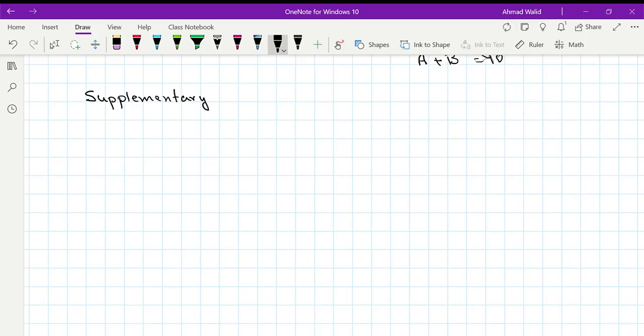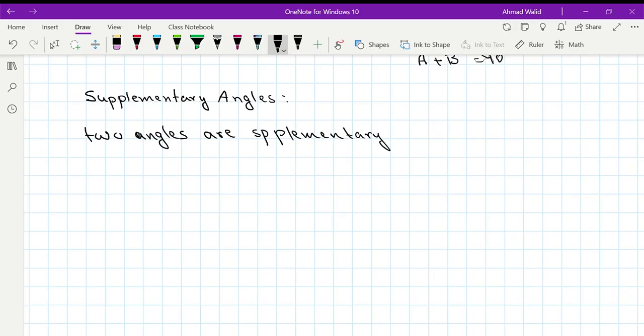Supplementary angles. Two angles are supplementary if they add up to 180 degrees.